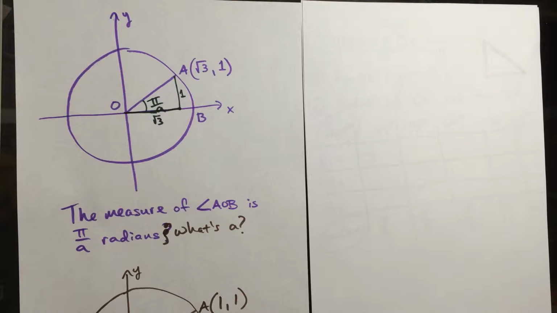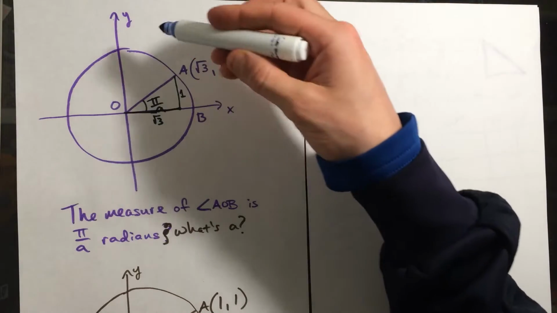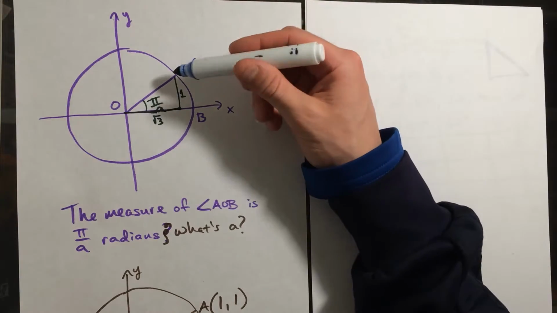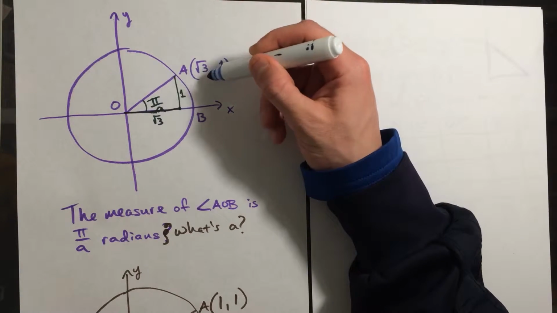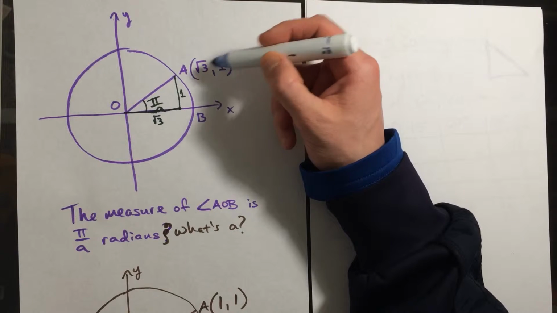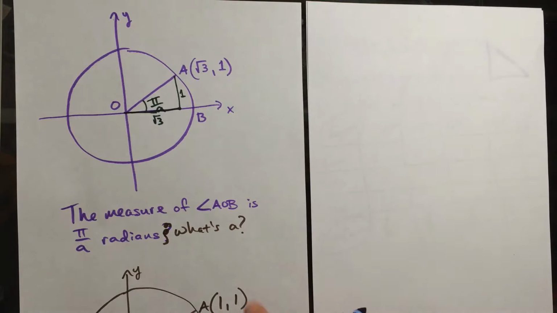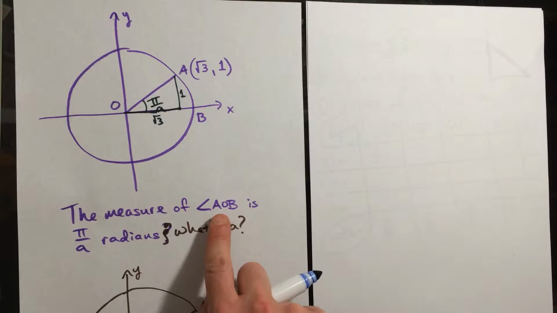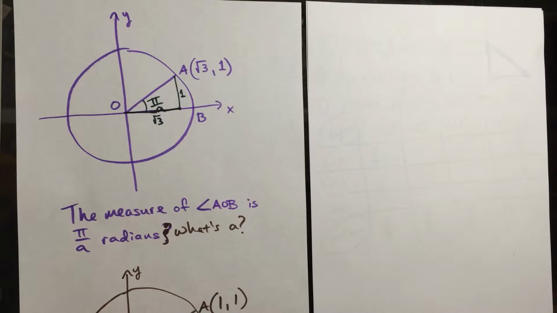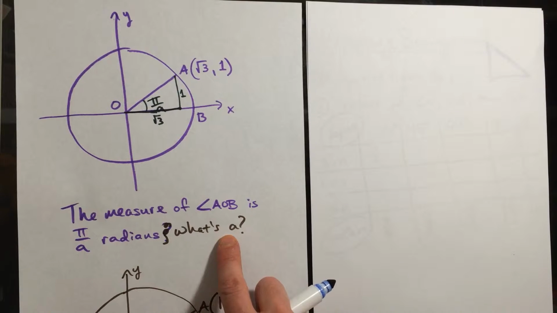We have a circle, for example, and they say that O is the center of our circle. We have an X and Y coordinate plane, and at point A, the coordinates are radical 3 and 1, and they have point B that they don't really give us much info about. But they do say the measure of angle AOB is pi over a radians, and they want to know what's a.